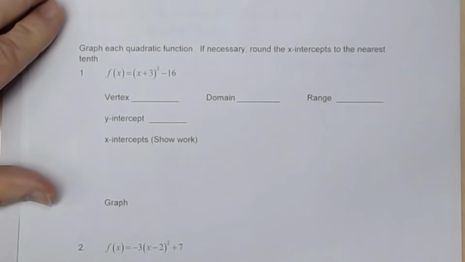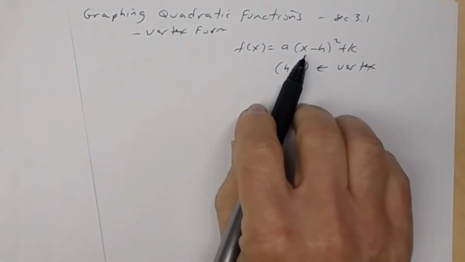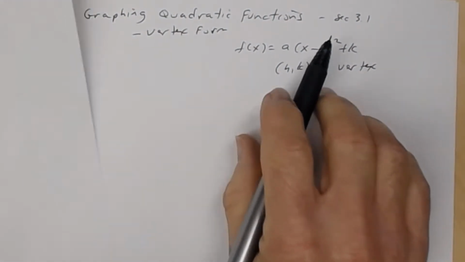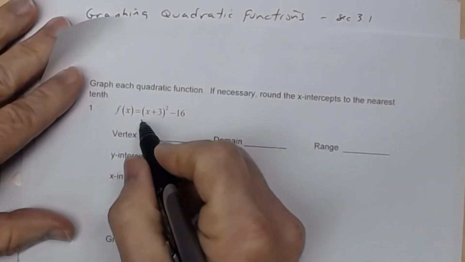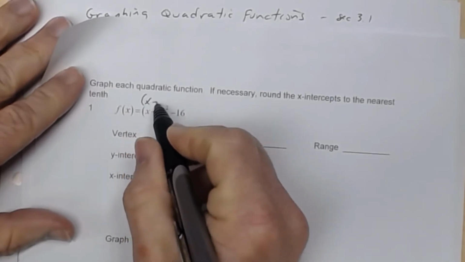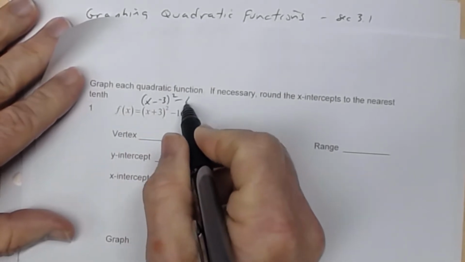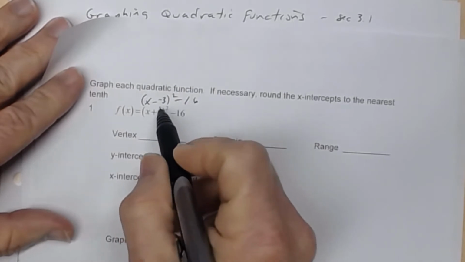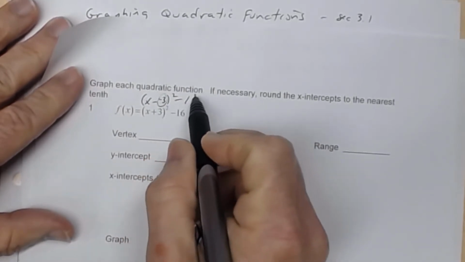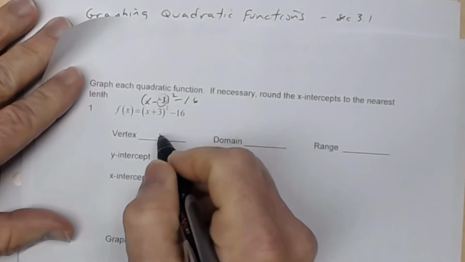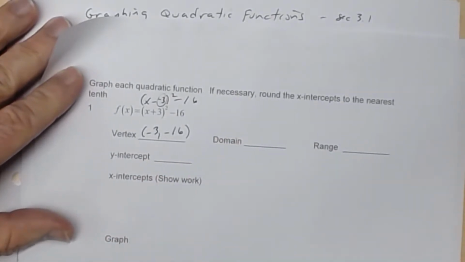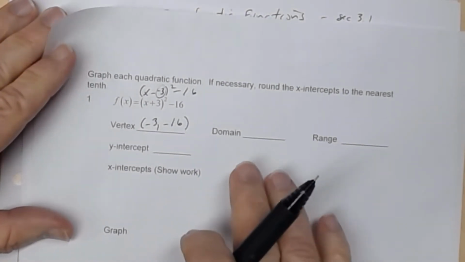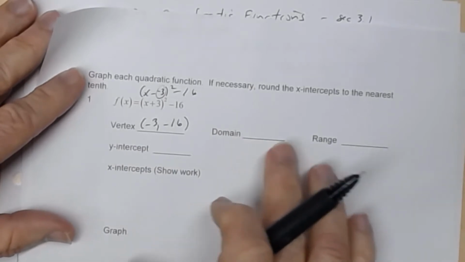Remember, it's got to look like this, x minus h. You see where you have that x plus 3? That's the same thing as saying x minus a negative 3, squared, minus 16. So my h is negative 3 and my k is negative 16. So the vertex is (negative 3, negative 16). So that's your vertex.